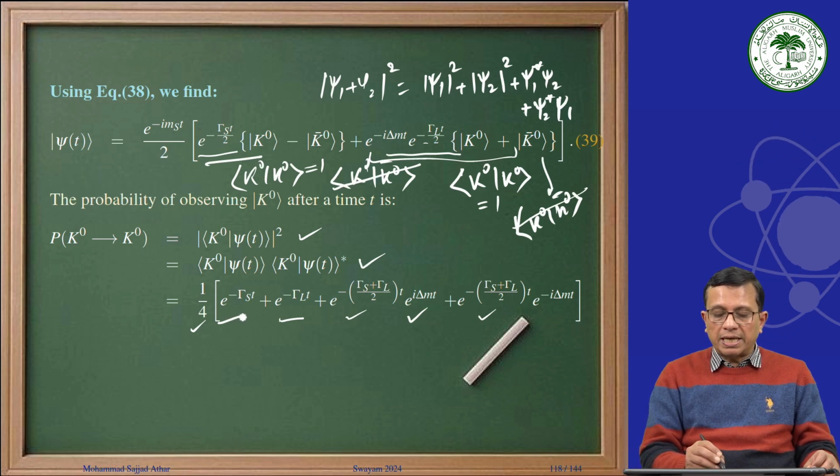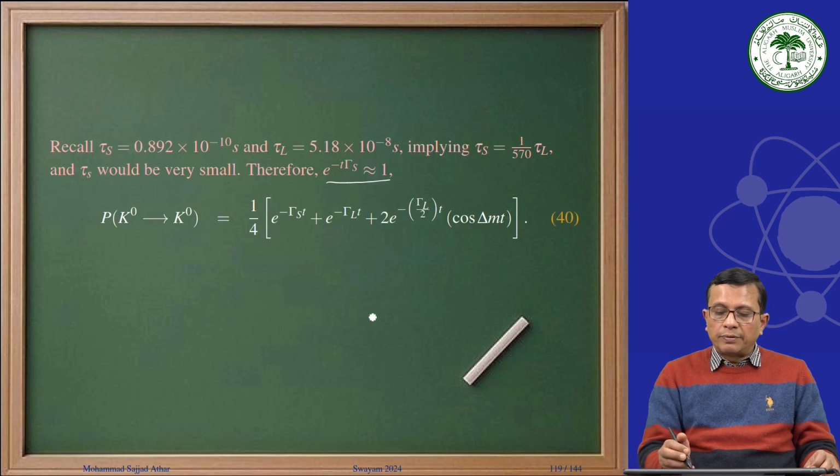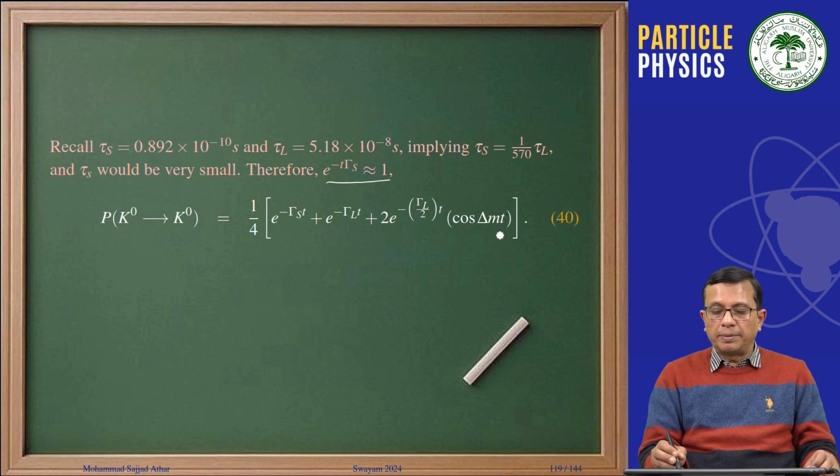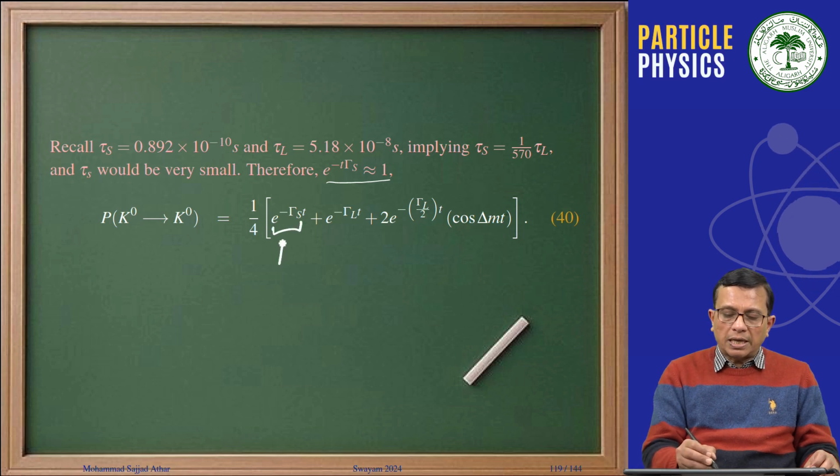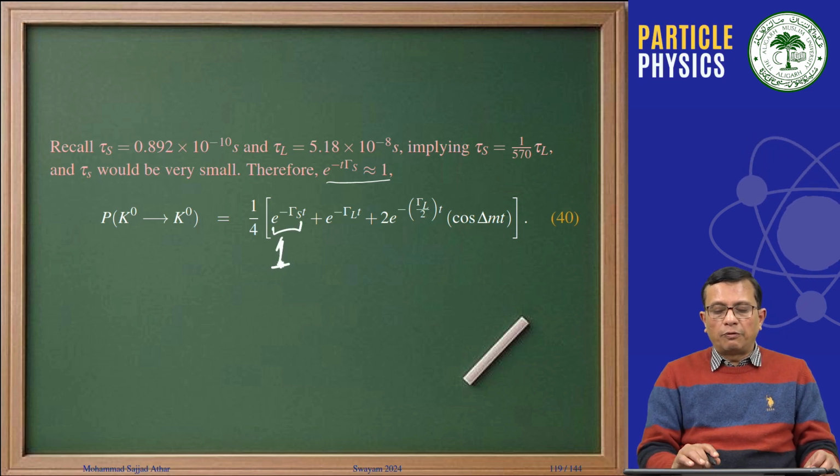First, we are writing it as e power minus gamma S t plus e power minus gamma L t plus this quantity, which we are treating as 1. We will have 2 e power minus gamma L by 2 into t times cos delta m t. We should also put this as equal to 1, plus e power minus gamma L t plus 2 e to the power minus gamma L by 2 into t cos delta m t.